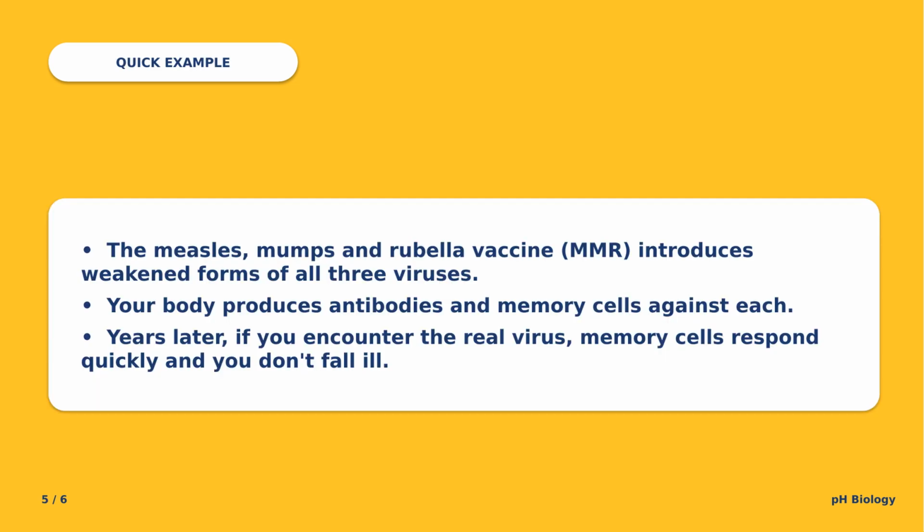Quick example. The measles, mumps and rubella vaccine, MMR, introduces weakened forms of all 3 viruses. Your body produces antibodies and memory cells against each. Years later, if you encounter the real virus, memory cells respond quickly and you don't fall ill. You're immune for decades.